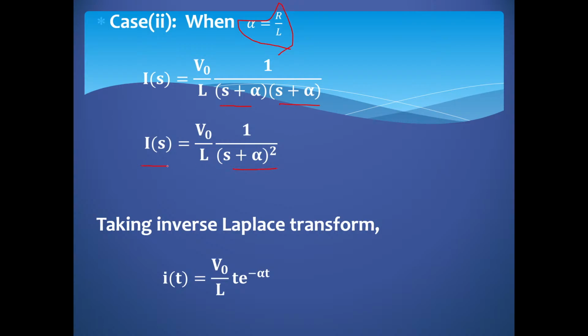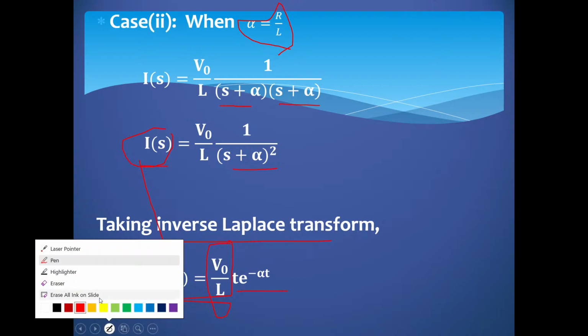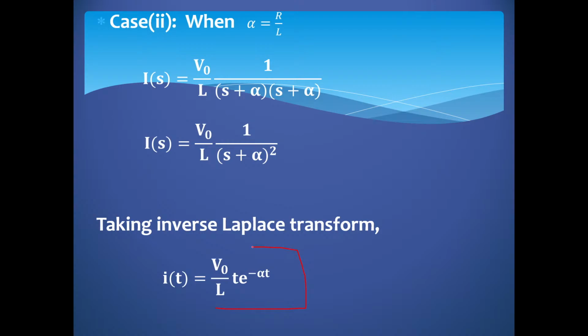So I of S is equal to V naught by L into 1 by S plus alpha whole square. If you take the inverse Laplace of this I of S, you will get I of t. V naught by L is constant, leave it as it is. What is the inverse Laplace of 1 by S plus alpha whole square? It is t into e power minus alpha t. So this is our time domain current when assuming that alpha is equal to R by L.